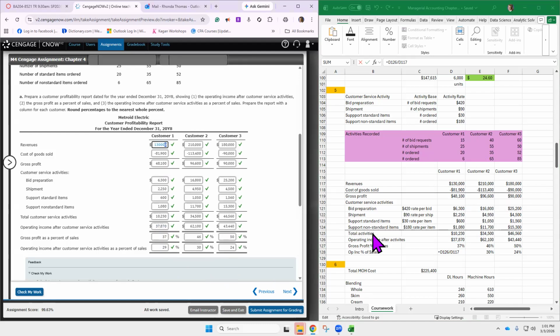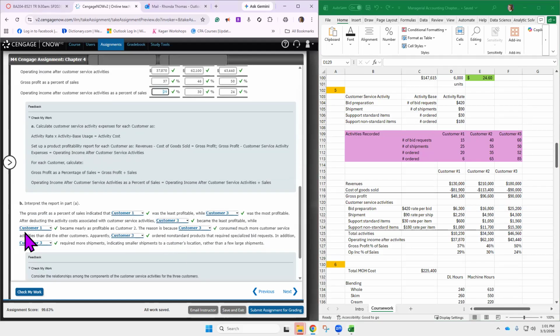You get 29% for customer 1, you get 30% for customer 2, and you get 24% for customer 3. So if we do this based on activities after gross profit, these weren't included yet, right? But now they are. And now the one that we thought was so great is not. It's the lowest actually. And customer 2 is still holding its own, but customer 1 is not far behind customer 2. All right, so let's make this story make sense.